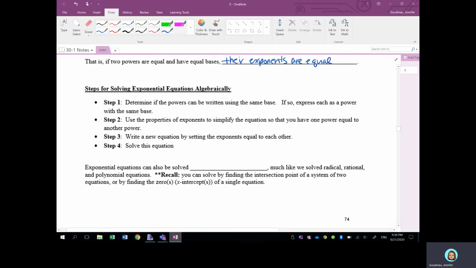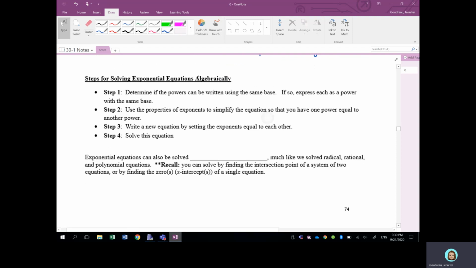Here are the specific steps to solving exponential equations algebraically. Step 1 says, determine if the powers can be written using the same base. I don't really have a step-by-step process for you to be able to determine if the powers can be written using the same base. What you are going to be using here to decide is some number sense.